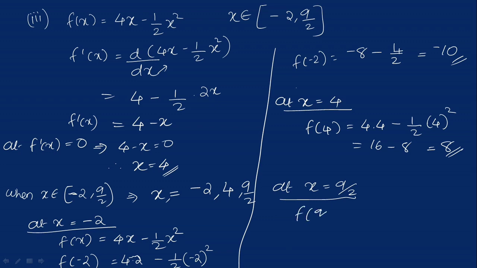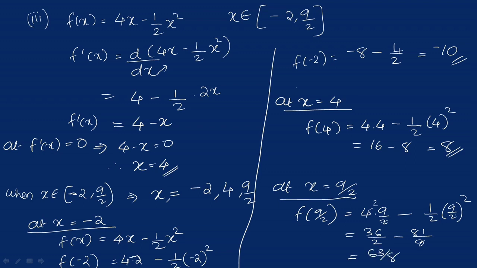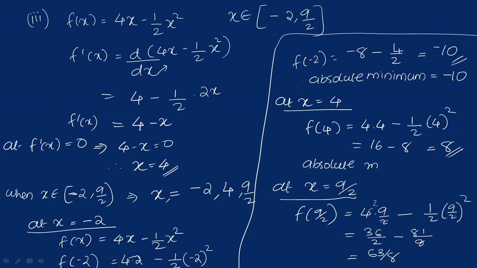So now at x equal to 9 by 2, we have f of x is equal to 4x minus half x square. So f of 9 by 2 is equal to 4 into 9 by 2 minus half into 9 by 2 whole square. By cancelling 4 and 2, we have the remaining 2. So 9 into 2 minus half into, that is 36 by 2 minus 81 by 8. By solving, we have 63 by 8. So we have the absolute minimum, that is minus 10, and the absolute maximum, that is 8. 8 is greater than 63 by 8. So there is a maximum value of 8 at x equal to 4 and a minimum value of minus 10.